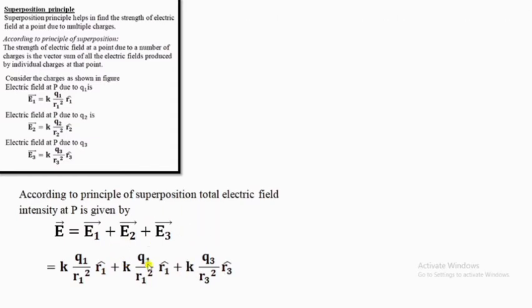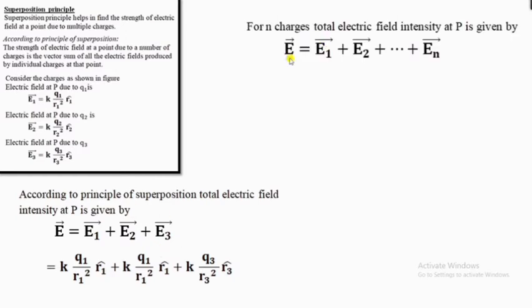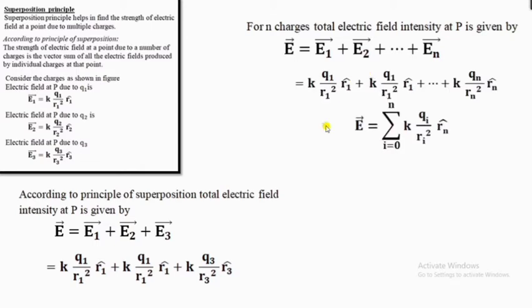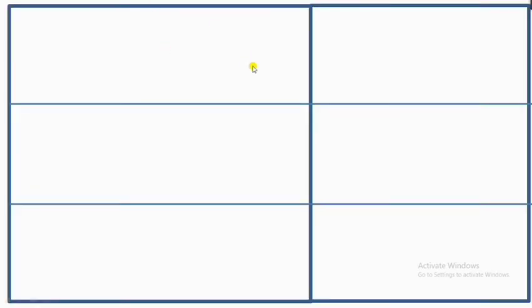Now if I have n charges instead of 3, then we can add all the electric fields due to n charges. So now this is the final expression in the summation form. So we have to add all the electric fields. As we are adding many electric fields, we should know what should be the resultant of different vectors.